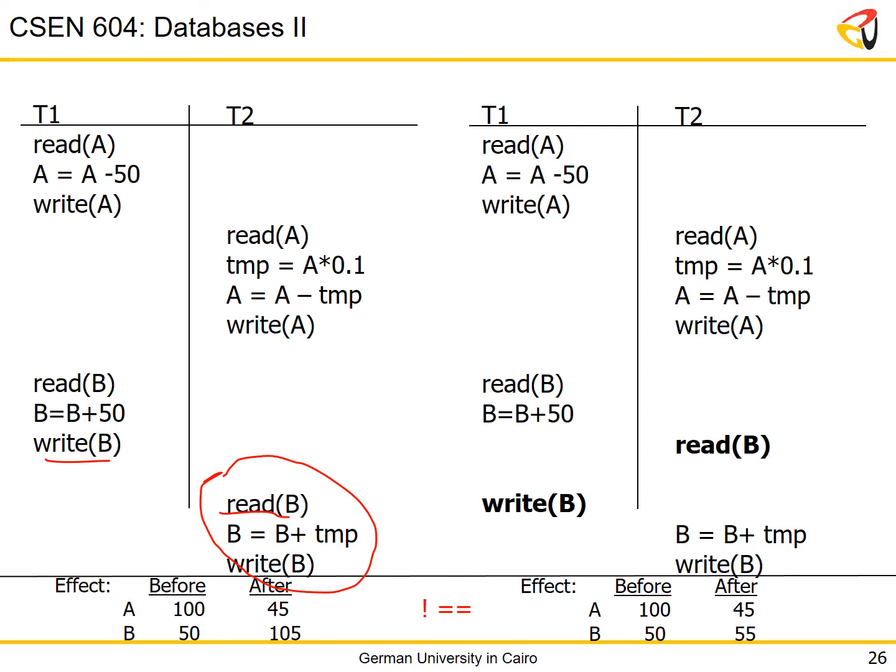So the schedule that you're seeing on the right hand side here is not serializable, because there is no serial schedule that will give you 45 and 55. And this is really an inconsistent state in the database.